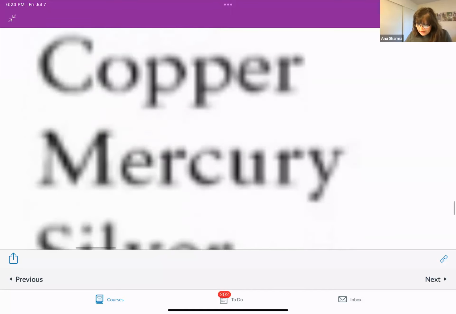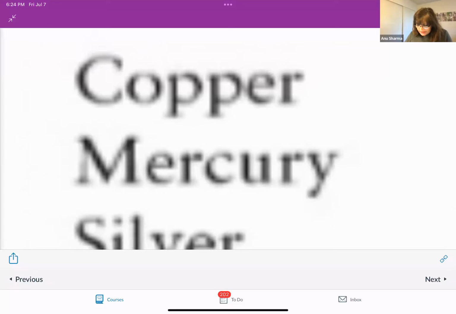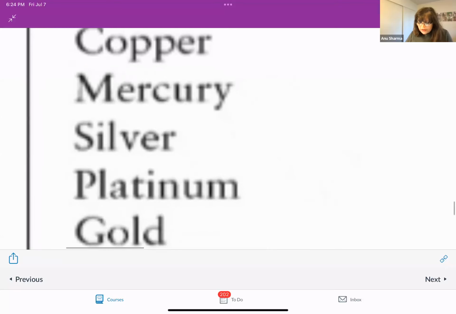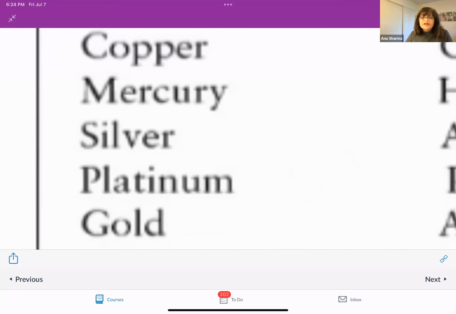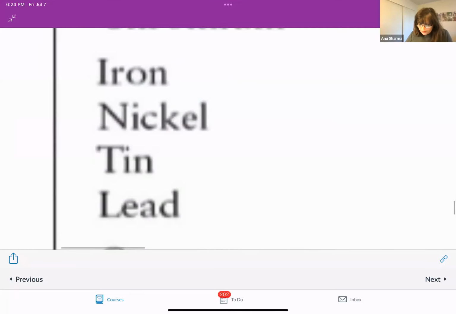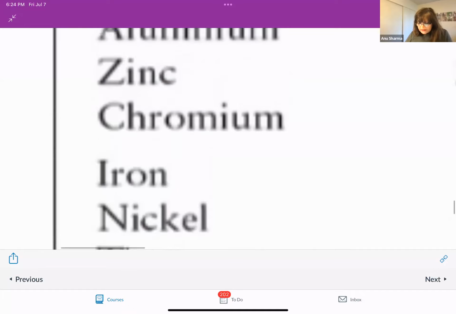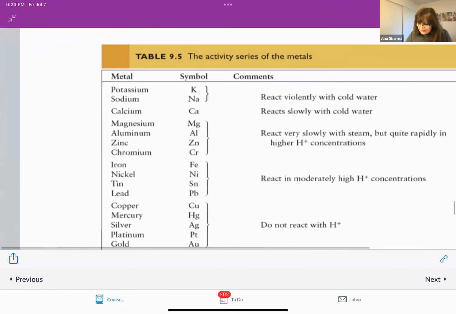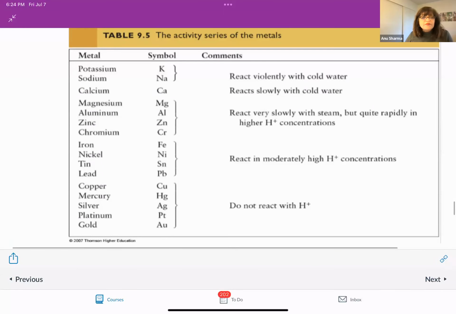Similarly, all the elements below copper, that's mercury, silver, platinum, and gold, will not react with the acids. They will not release hydrogen gas. But anything above copper, tin, lead, nickel, iron, all of them are going to react with the acids and with water to some extent. The ones higher up, potassium, sodium, calcium, react with water. Potassium and sodium react violently with water, but calcium also reacts slowly with cold water.